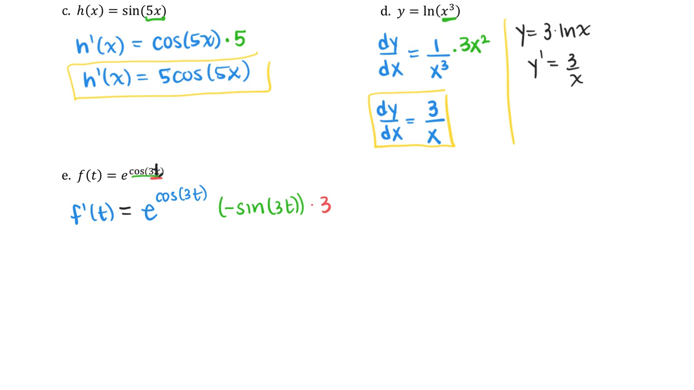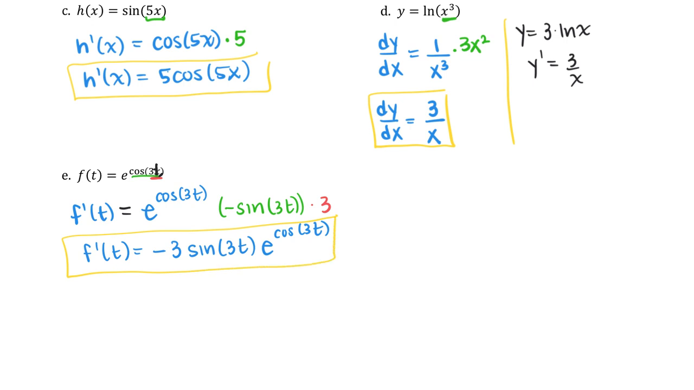Okay, let's just make it look a little bit better. What do I want to do? I'm going to move the negative and the 3 to the front. I think I'm going to move the sine to the front too, and let's keep the exponent at the end. Okay, so f prime of t equals negative 3 sine of 3t times e to the cosine of 3t.